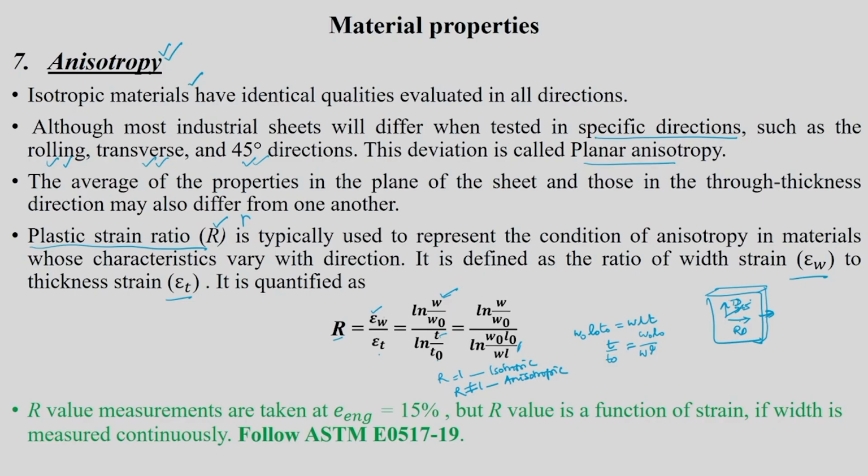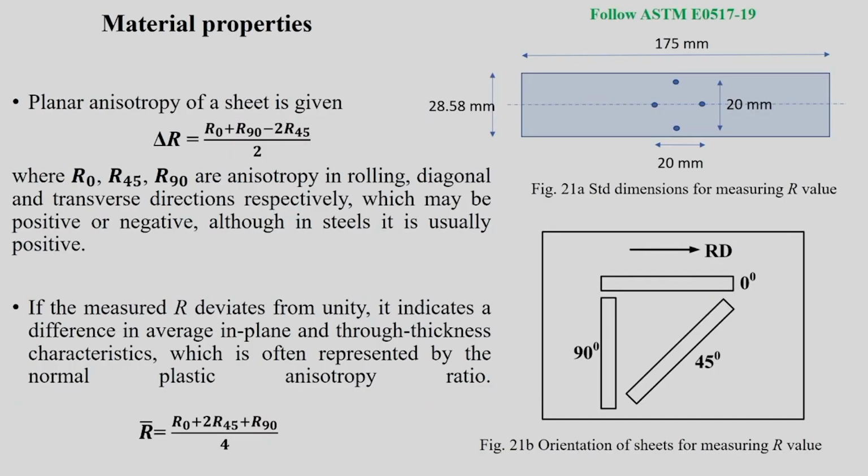Okay. So now how do you calculate this R? There are standard procedures for this. I described it here. Of course, the ASTM standard number is also provided here for the sample. What we do is a very simple test, like a tensile test. You take a rectangular sample of typical dimensions: 175 mm total length, 28.58 mm width. You can refer to this ASTM standard. At the geometric center of the sample, you put indents, 20 mm and 20 mm.